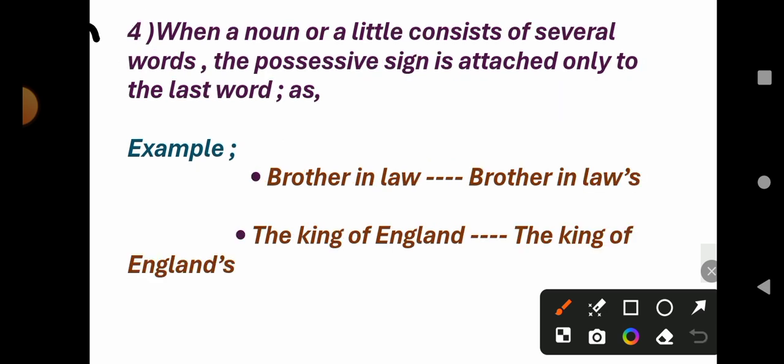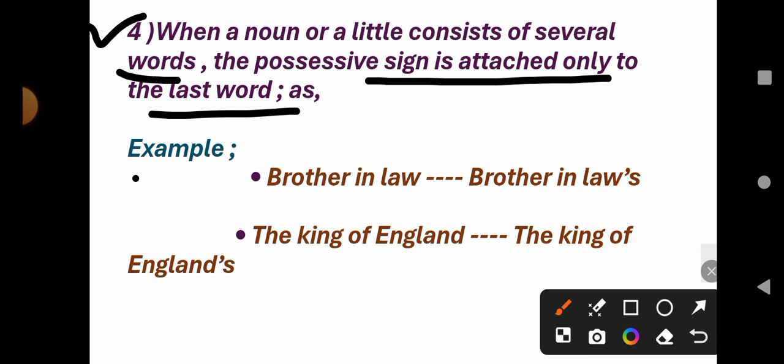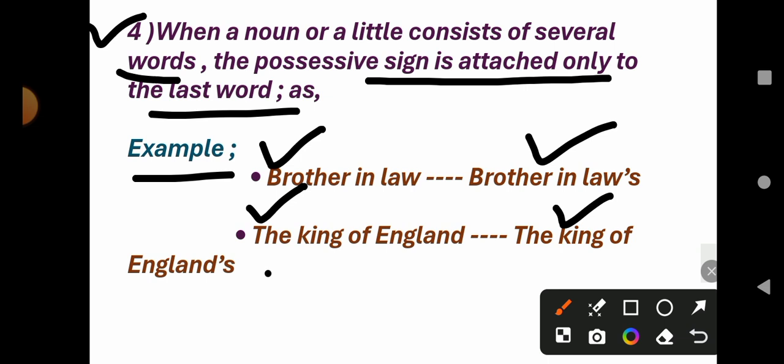The fourth rule is, when a noun phrase consists of several words, the possessive sign is attached only to the last word. For example, brother-in-law, brother-in-law's; the king of England, the king of England's. The reason for attaching the possessive sign only to the last word is to maintain clarity and avoid ambiguity. This rule applies to most noun phrases with multiple words.